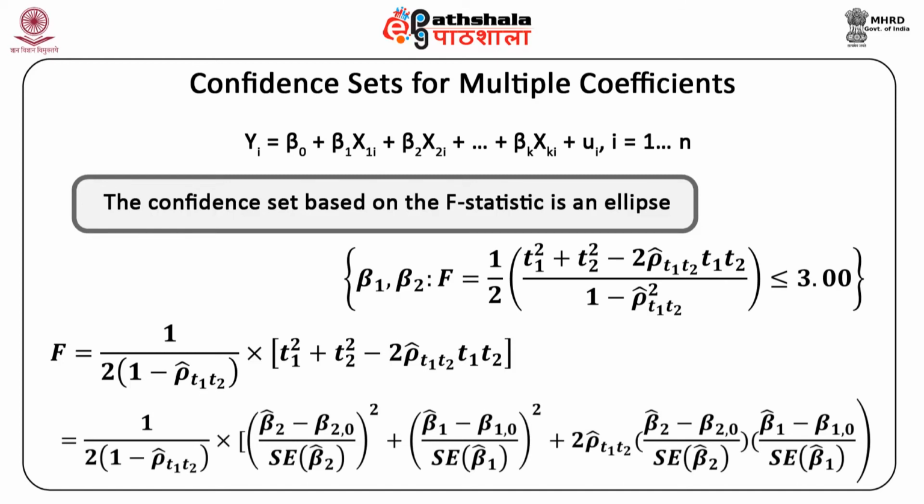So the confidence set based on F statistics is an ellipse in this case, and we have the formula, you can see it on your screen, for this ellipse. Now this shows that it is a quadratic form in beta 1 0 and beta 2 0. Thus the boundary of the set F equal to 3 is an ellipse.